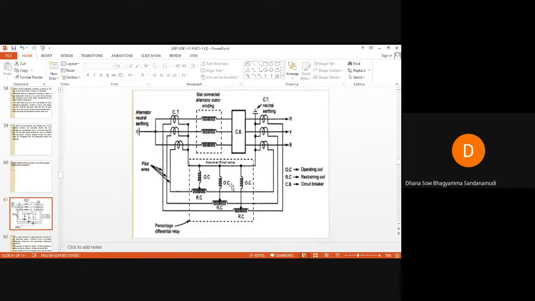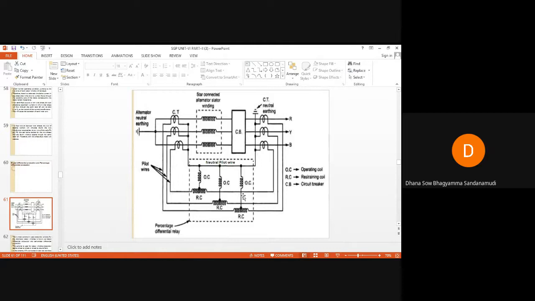So if you see here, these pilot wires are connected. The secondaries of one end of the CTs are connected together by a pilot wire, but in between there is a coil known as the restraining coil in all three phases. Okay, the restraining coil is there in all three phases.